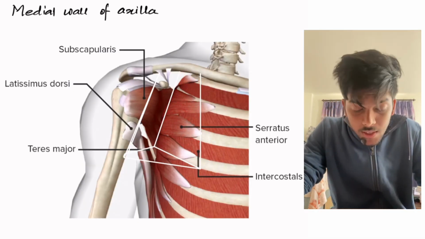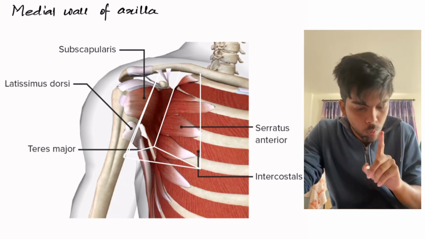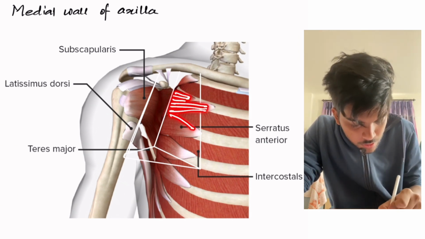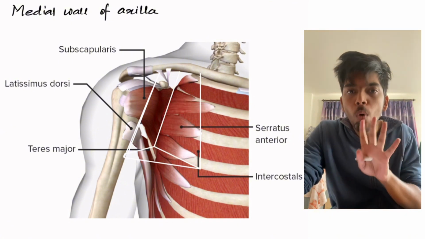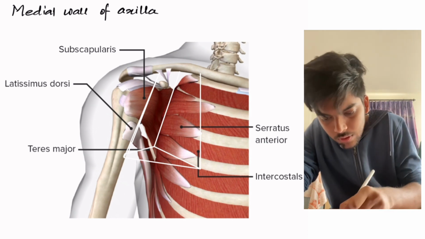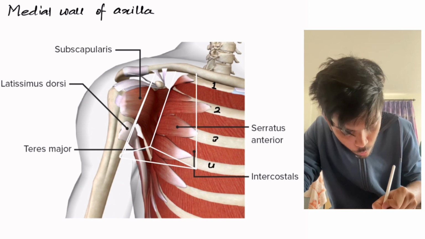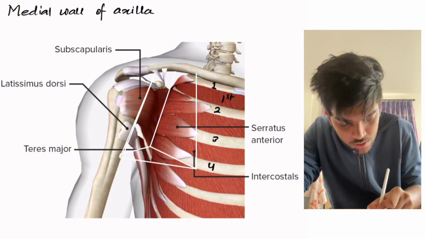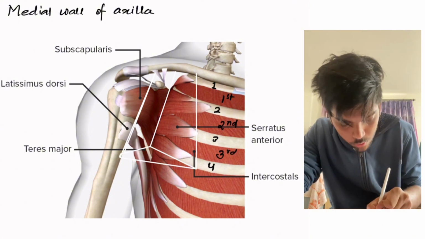And as you can see in the diagram, the medial wall of axilla is formed of, number 1, the upper part of serratus anterior muscle, and number 2, first 4 ribs along with their intercostal muscles. So you have rib number 1, 2, 3, 4, along with the first intercostal muscles, second intercostal muscles, and third intercostal muscles.